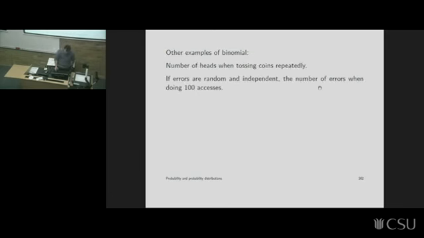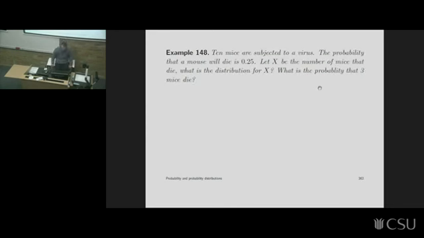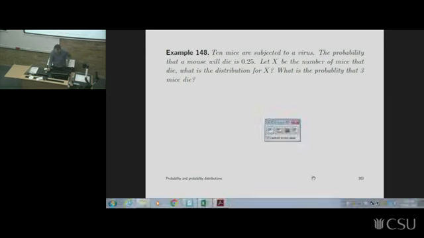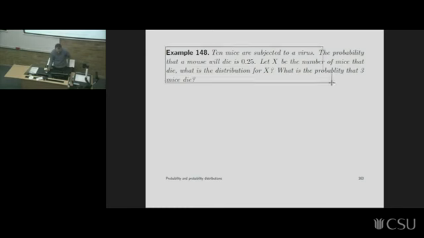Binomial probability formula. Other examples of binomial would be, as I said, tossing a coin heaps of times, or random errors on a disk, when you're doing 100 accesses to the disk, the number of errors you might get from those 100. 100 faults, hopefully not many. Those would be examples of binomial. So let's just do one example to see what the formula actually looks like in practice.